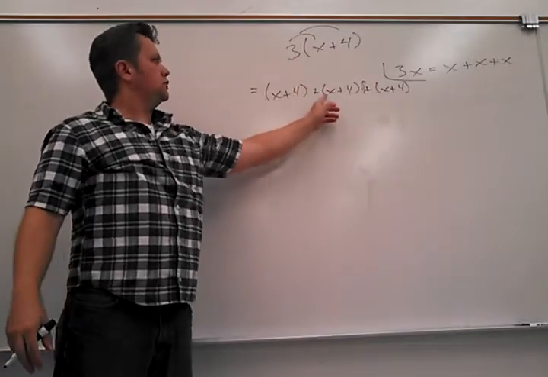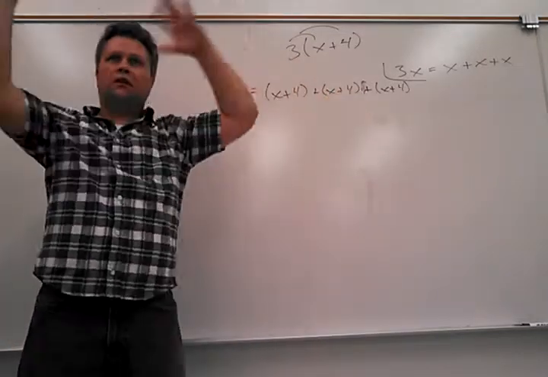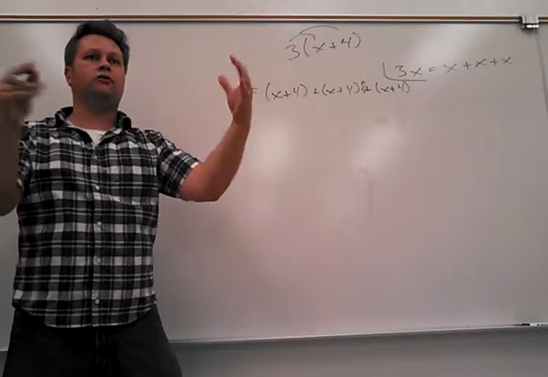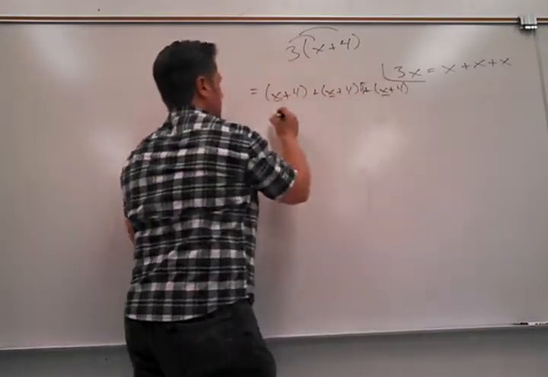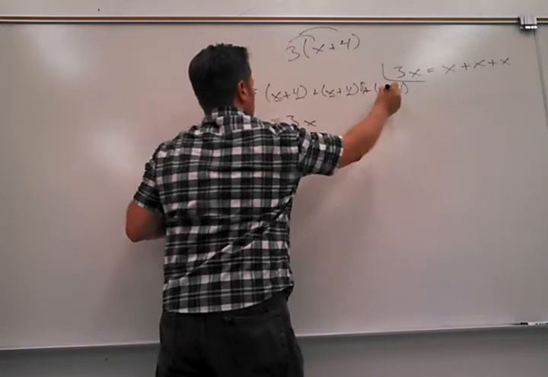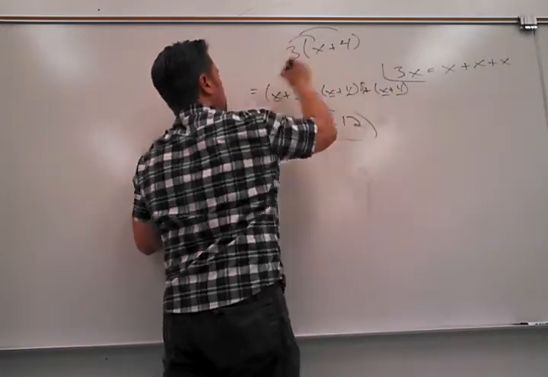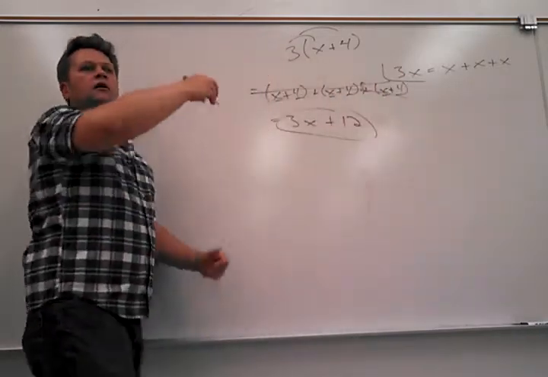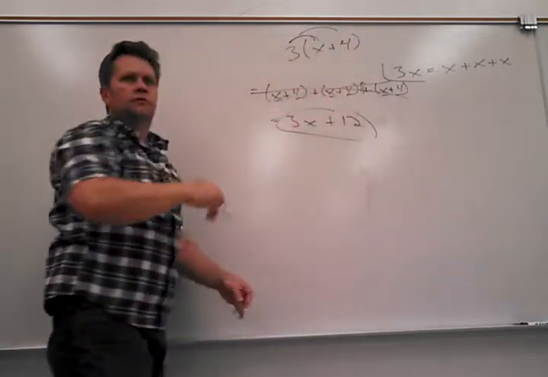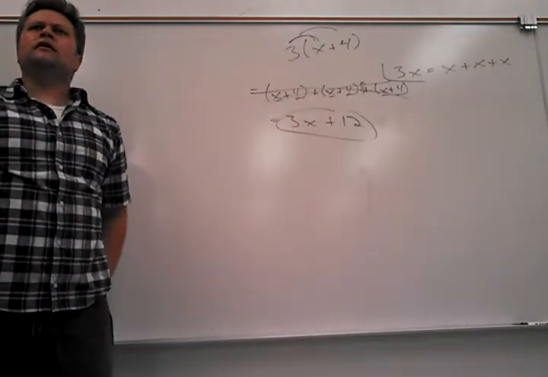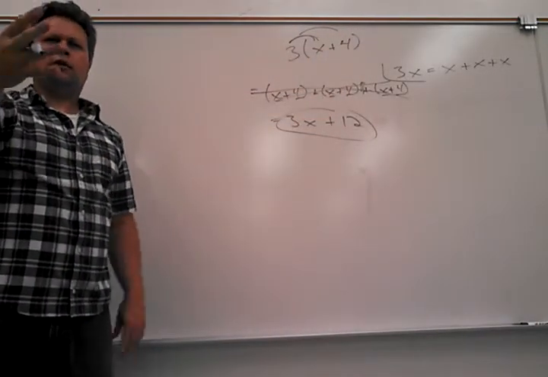And then I can just use commutativity and associativity and say I can add in whatever order I want to. So what's x plus x plus x? 3x. What's 4 plus 4 plus 4? 12. And so the shortcut, instead of doing that crazy thing, is just distribute. That's the kind of thing that you should be a little bit like, why?